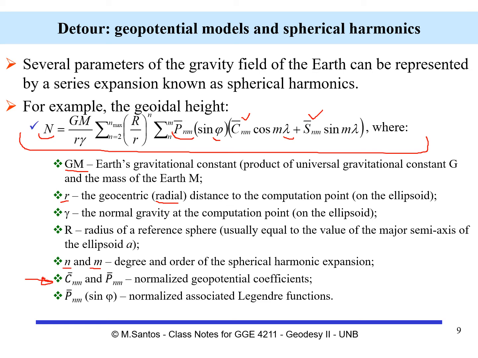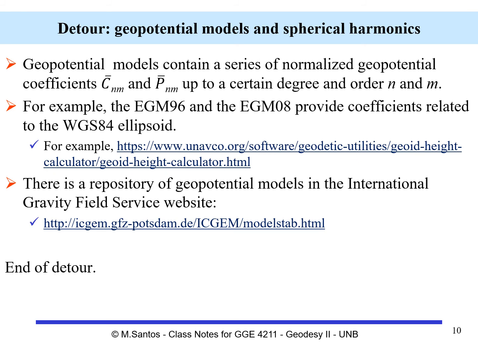And how can we evaluate this value of N? Well, as a matter of fact, we can use some pre-existing tools. For example, in this link provided here, we can build a grid of geoidal height values using the EGM96 or the EGM2008. The EGM means Earth Gravity Model, and it's the model associated with the WGS 84 ellipsoid.